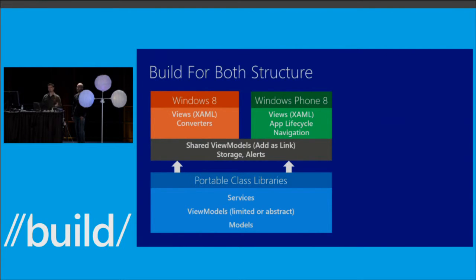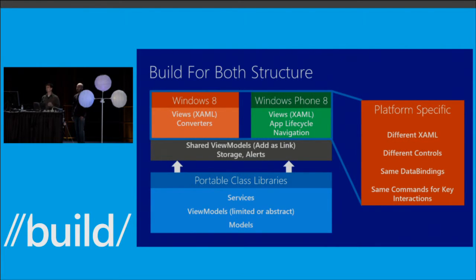But if we decide we want to move from a single project, a Windows Phone project, to perhaps a Windows Phone and Windows 8 project, this is how that changes. We're looking at different XAML, we're looking at different controls, but we get to keep using those same data bindings. We get to use those same commands for key interactions. And the code that we write into our converters can work across both platforms.